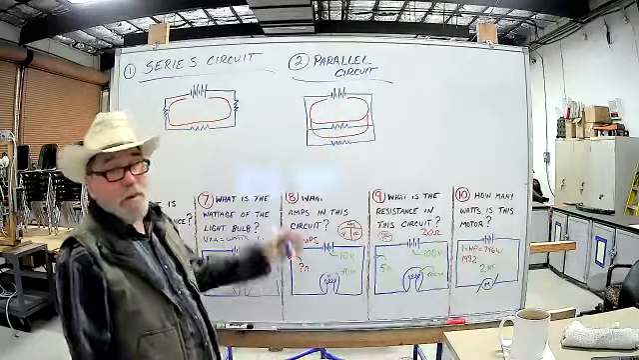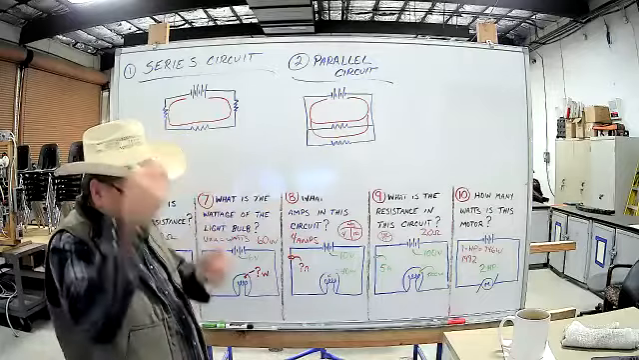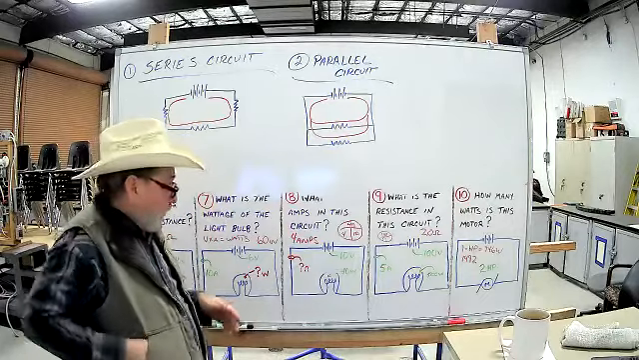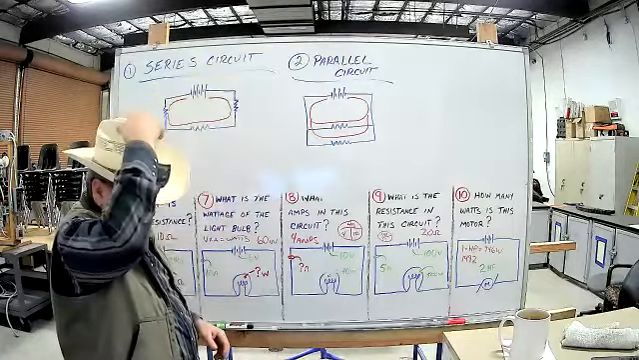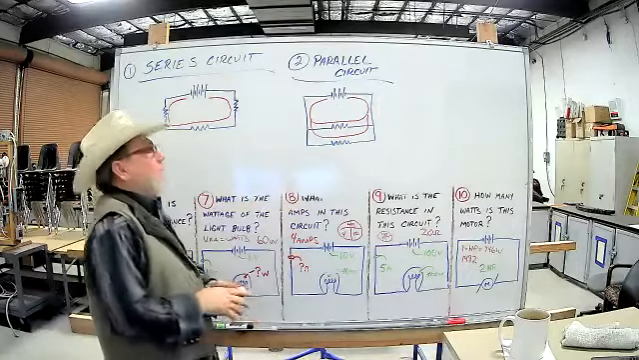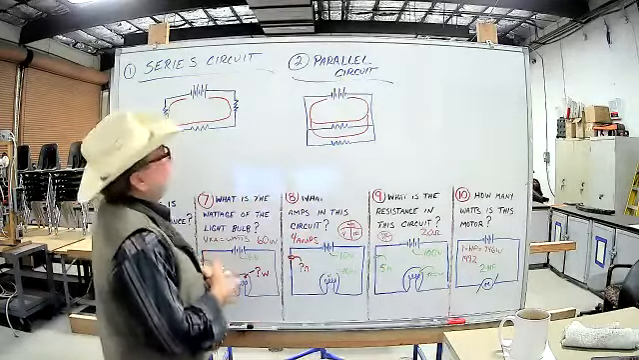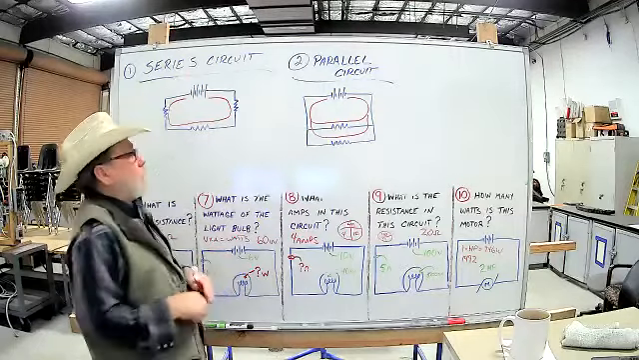So there are formulas to figure out how much is going to flow in each one. Right now, we're just going to talk today about how much flows when they're both equal. So we're going to figure the total resistance. So right now, you've got a series circuit, a parallel circuit.